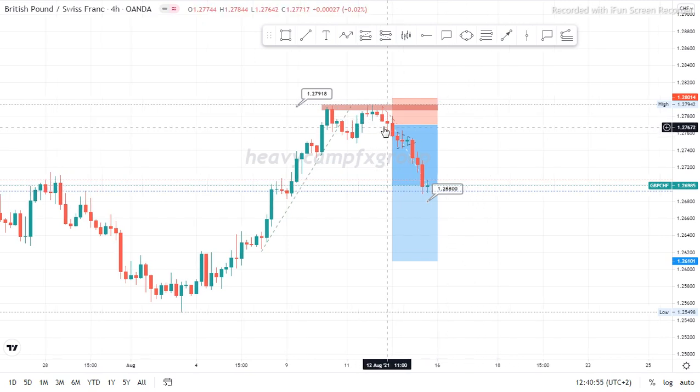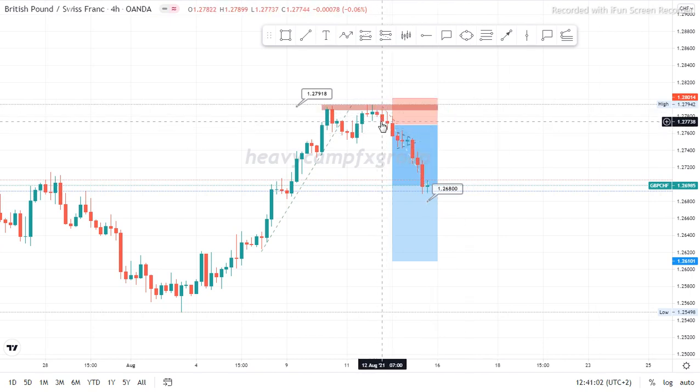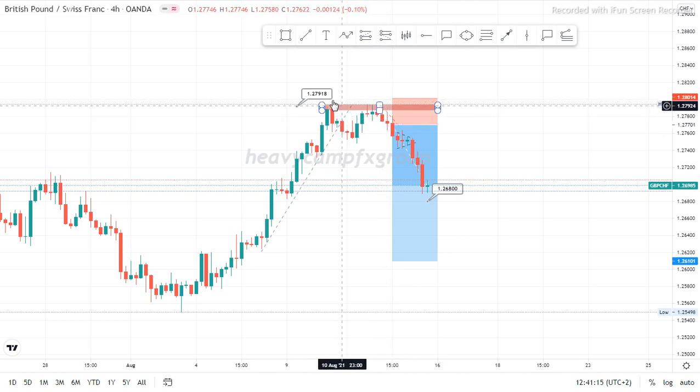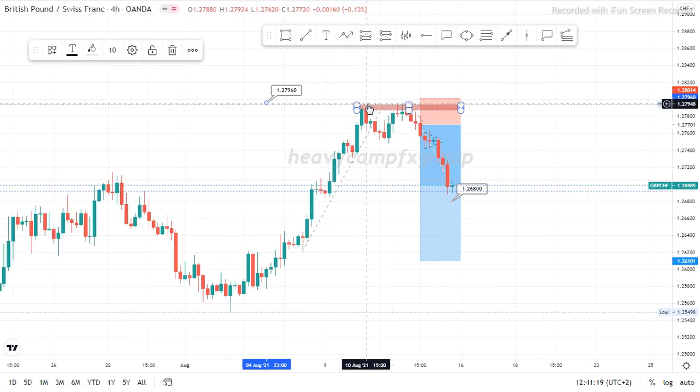Then I simply waited for momentum to shift to the downside. I waited for sellers to step into the market and show that the bears are back. Looking at this, before this price was printed, we can see that we have a double top pattern. Price came into this level, pushed down, and then came back into this level, and you can see that price failed to push any higher.